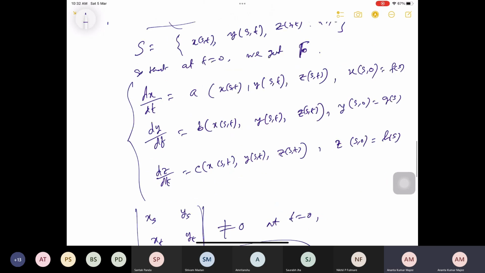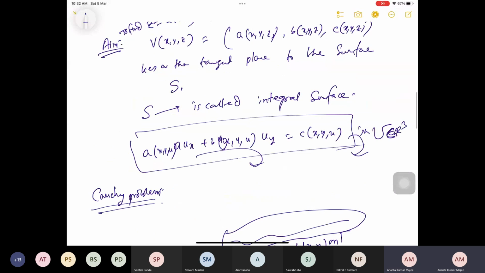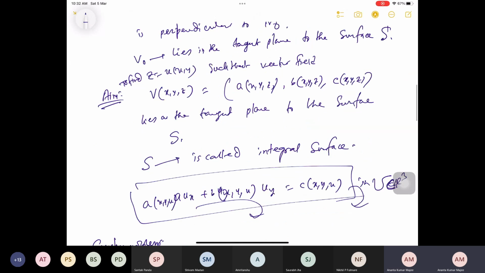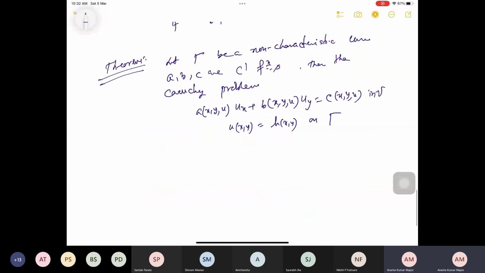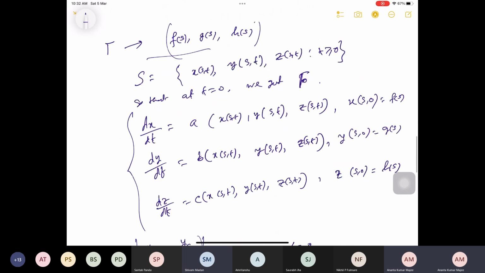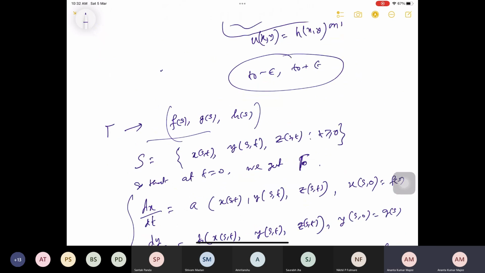No. What we are saying here is that we want to solve this given Cauchy linear PDE, a(x, y) u_x plus b(x, y) u_y equals c, and the initial condition is given: u(x, y) equals h on some curve gamma. Now this gamma I am trying to parameterize, which I denote as f(s), g(s) and h(s). This is the parameterization of your curve gamma in R3.